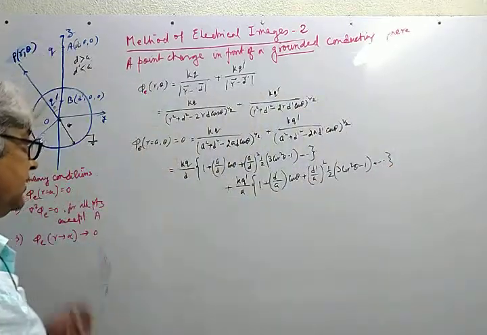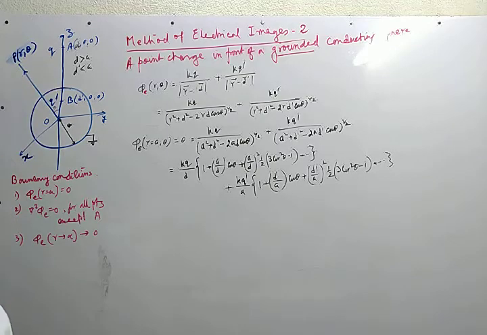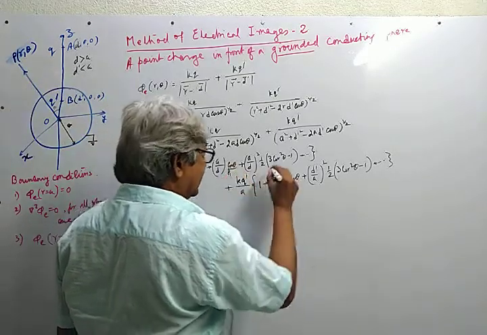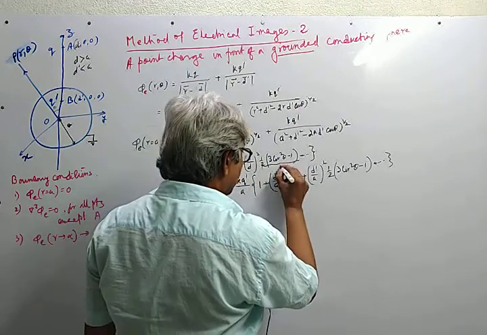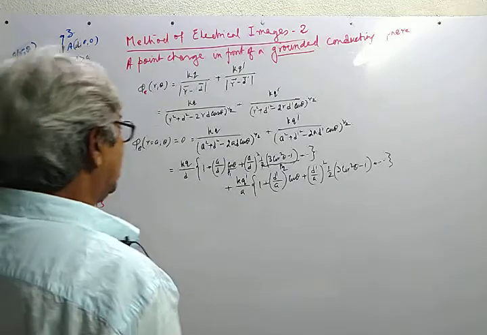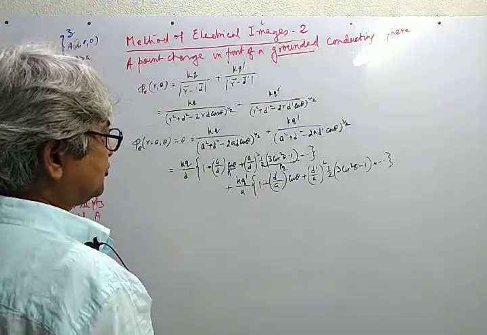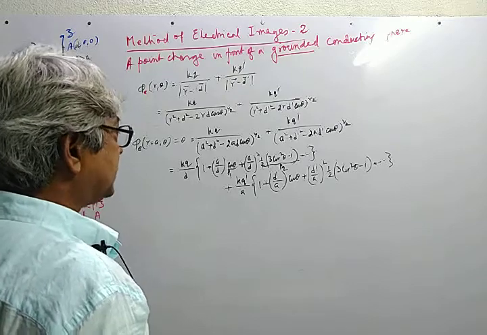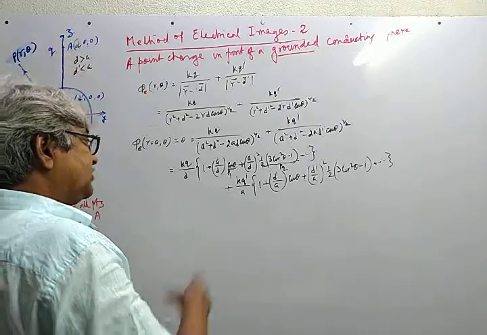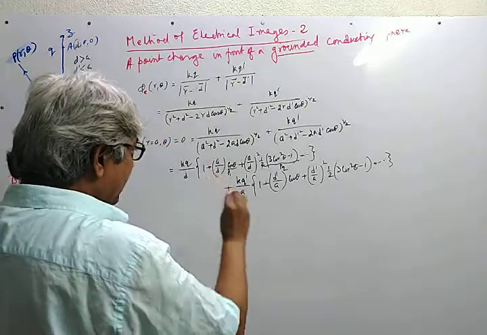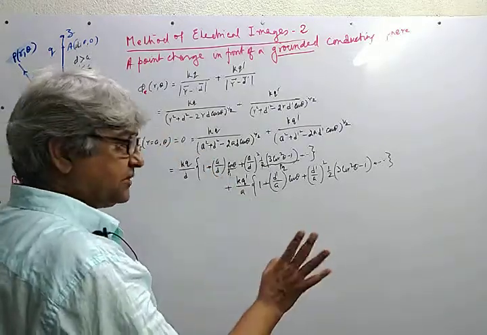This relation is valid for all values of theta. Basically, this is Legendre polynomial of order 1 and this is Legendre polynomial of order 2. The result is valid for all values of theta. That is to say, this is an identity in Legendre polynomials. That is, the coefficient of every order of Legendre polynomial must be the same.